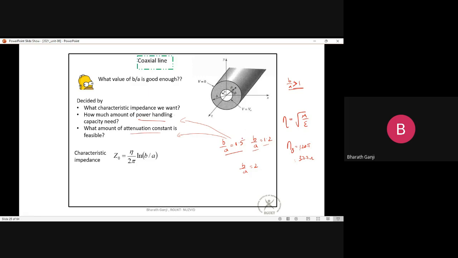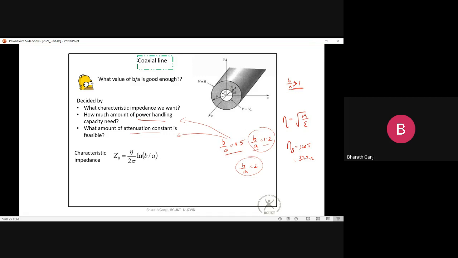ఓకే, అయితే b by a ratio 1.5 కంటే 1.2 ఈజ్ బెటర్ బికాస్ 1.2 గివ్స్ మీ గుడ్ పవర్ హ్యాండ్లింగ్ క్యాపబిలిటీ. లేకపోతే if I take b by a is equal to 2, that gives me less attenuation constant, the wave can propagate a longer distance. సో అట్లాగేంటి అంటే ఫర్ వాట్ రేషియో ఆఫ్ b by a I can get good power handling capabilities or attenuation constants.